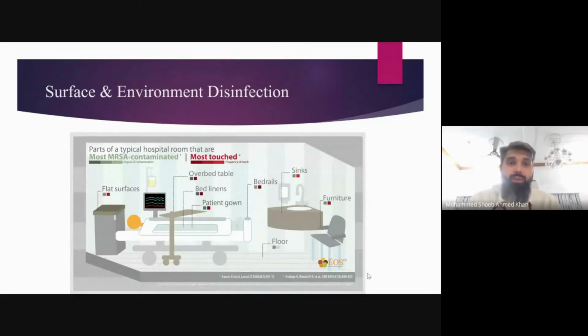So the surface and environment disinfection, this is what you're talking about. Even if not the patient, all these things are labeled as infectious. And whenever you touch them, before touching them and after touching them, it's mandatory to disinfect your hands with a sanitizer. It may be the side table, the bed, the cardiac table, the sink, the furniture over there. If you're touching any of these things, you need to definitely sanitize your hands.